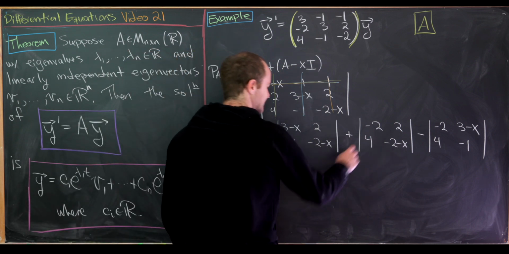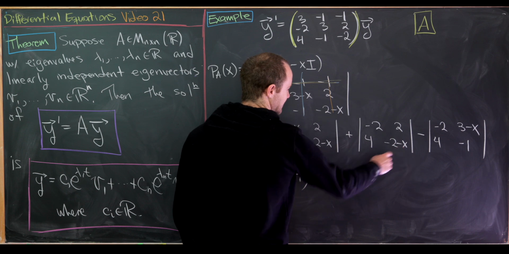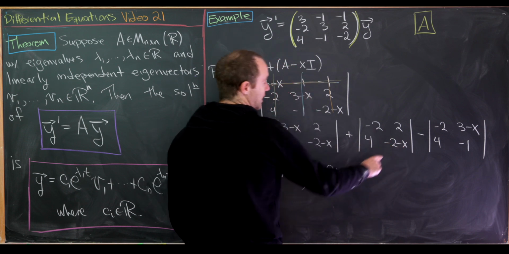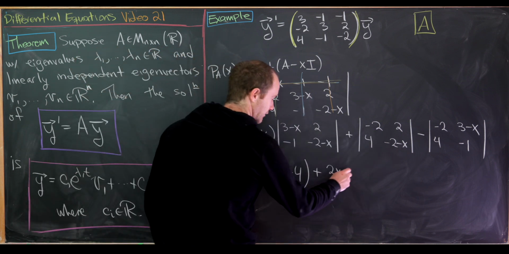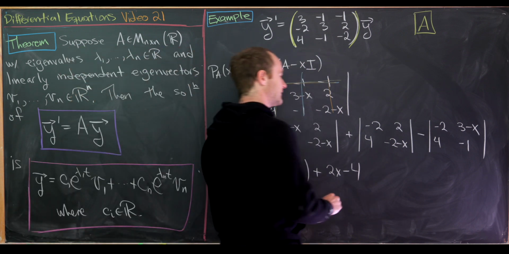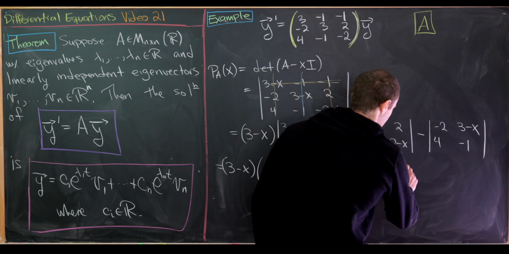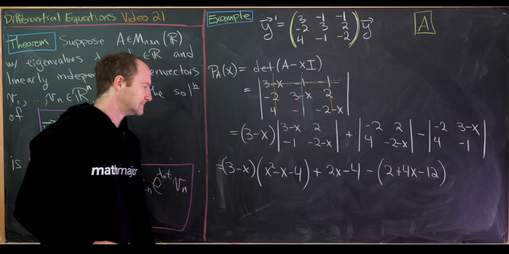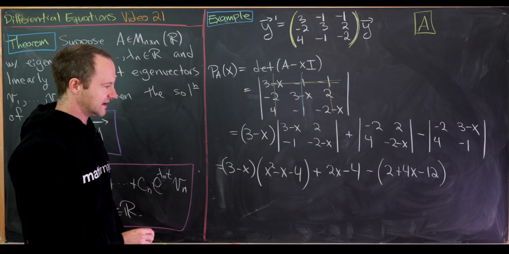Then what do we get for this guy? And then what do we get for this term? So this negative and this negative will cancel. That'll leave us with 2x and then plus 4. And then we'll subtract 8, so it'll be 2x minus 4 in the end. And then for this last determinant, we'll have 2 plus 4x minus 12. Okay, now let's see if we can simplify this at all. And I think we can quite nicely.